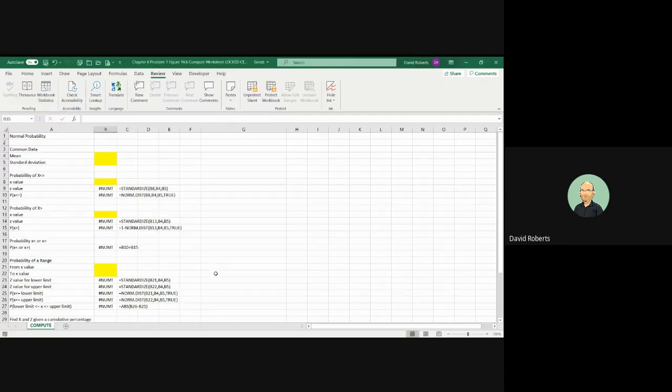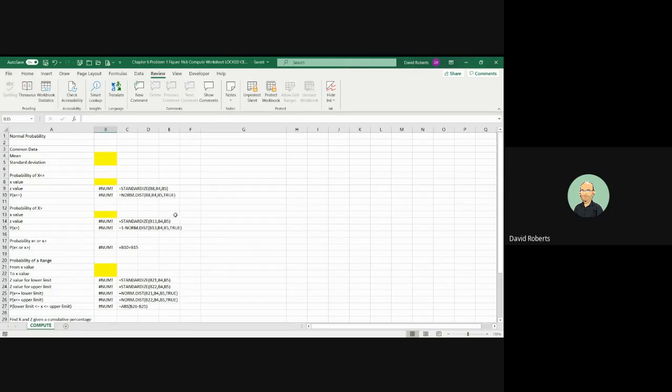Chapter 6, problem number 1. You'll need to use the spreadsheet that was provided for you. As you can see, this is the same spreadsheet that was created in figure 6-16. So I have done that up for you.